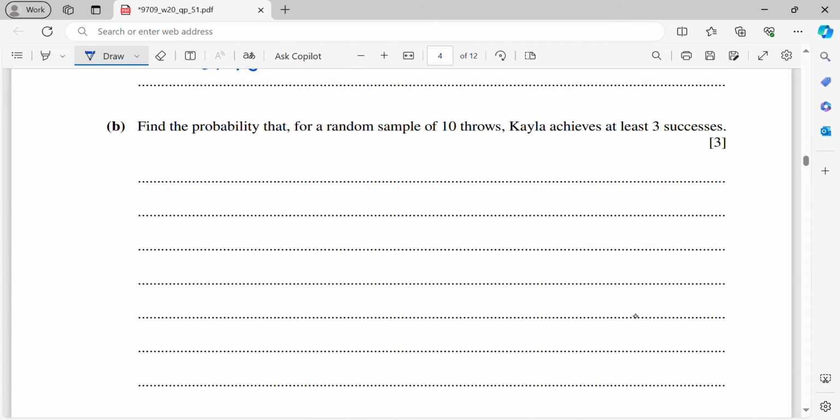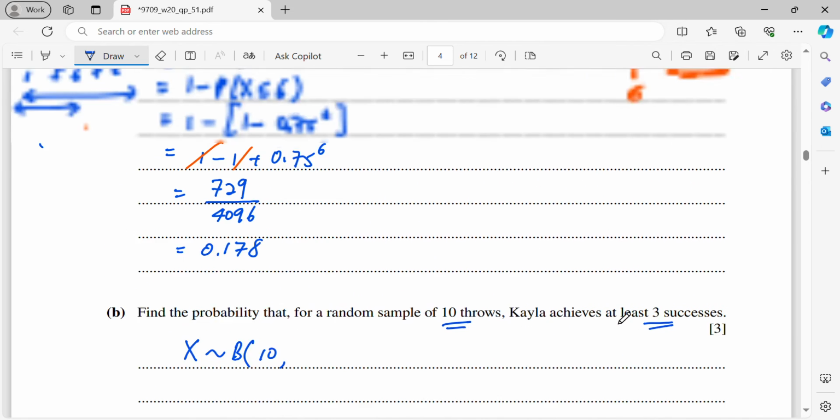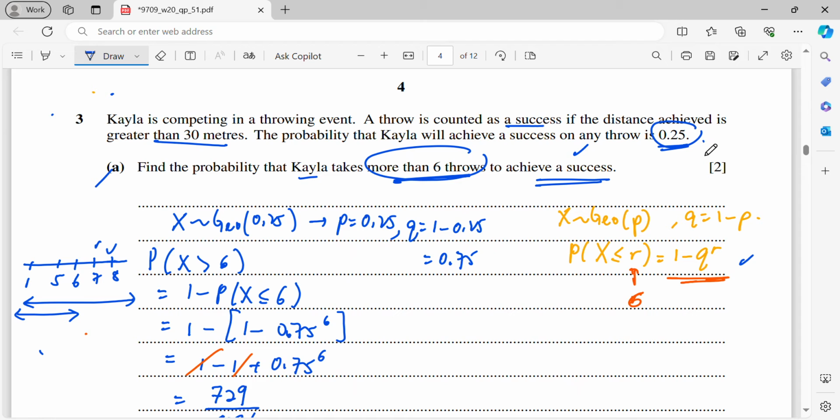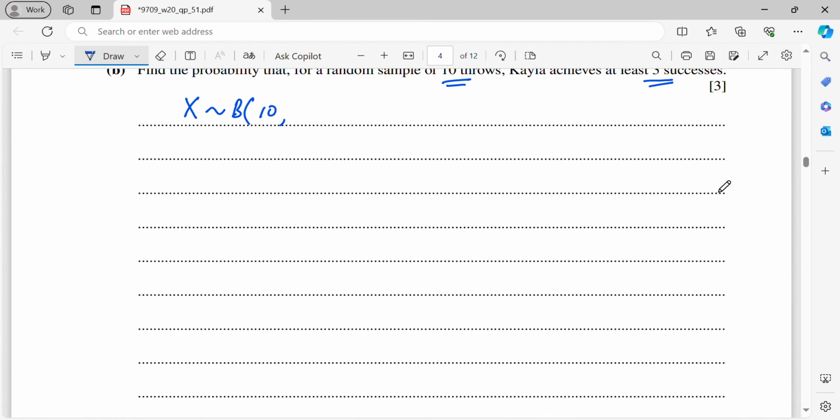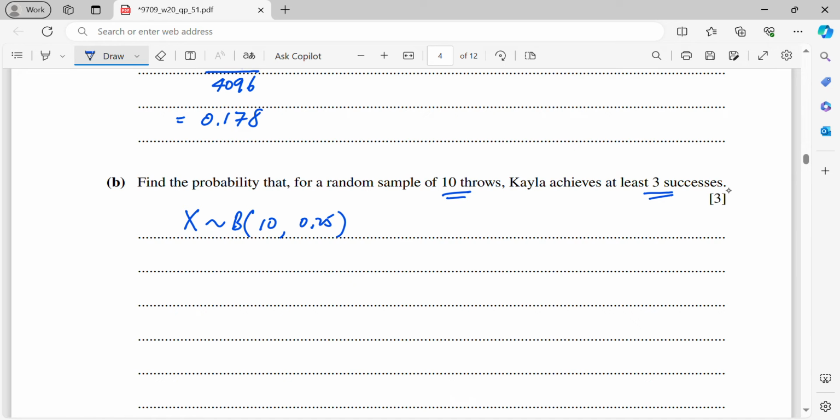Now B, find the probability that for a randomly sampled 10 throws, Kayla achieves at least 3 successes. So now this becomes a binomial distribution. Your X is still the number of throws, but now with 10 throws, so your n is 10, and the probability of success is 0.25. And now you need to get at least 3 successes.